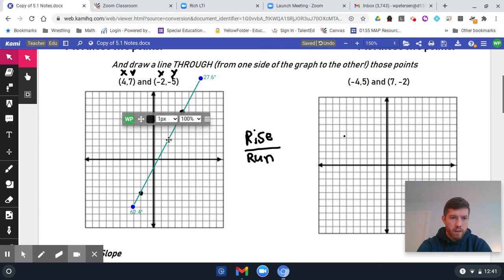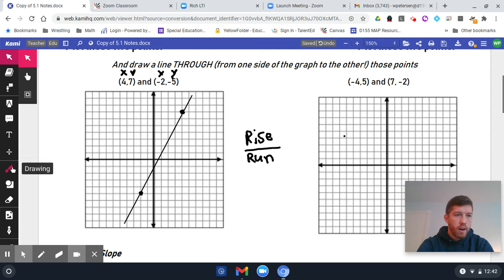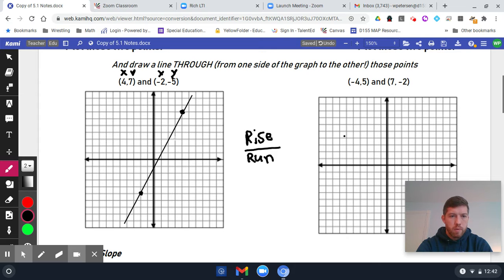It's going to be very beneficial to you guys later if you draw a line that goes all the way through your graph, okay? And you'll see next chapter why. All right, and so that is our slope. Now, what is the slope of this line? Well, we can do that by counting, okay?